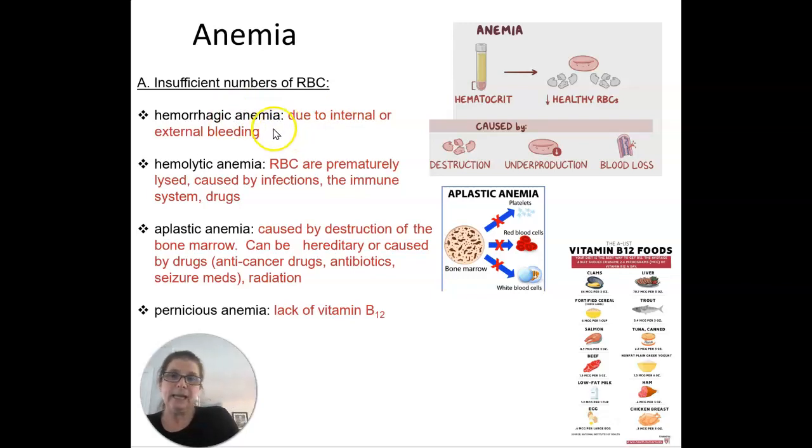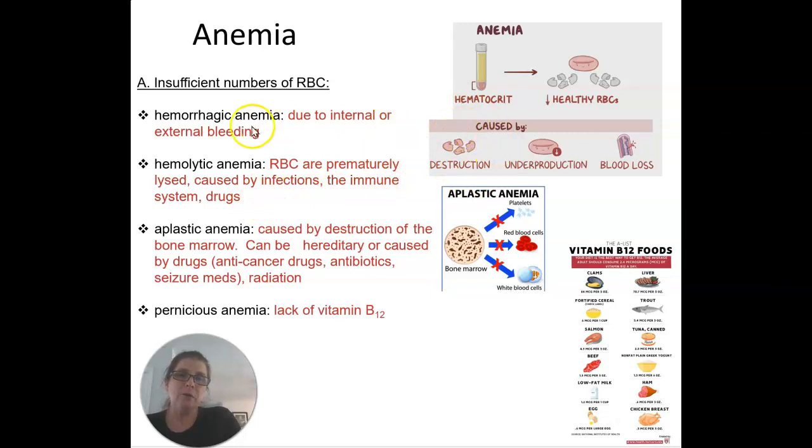Maybe they're not bleeding, but maybe the red cells are being lysed. So they're being destroyed in circulation, hemolytic, see lytic. So something's attacking them. This could be infections. Different bacteria can do this. The immune system can attack. Maybe there's a blood transfusion that's wrong. Different medications or drugs can do this. So now they're being lysed prematurely.